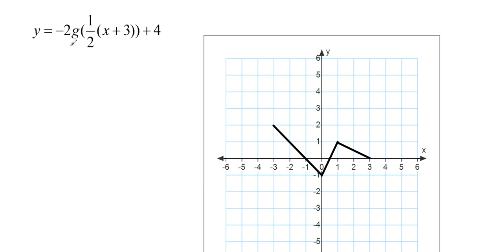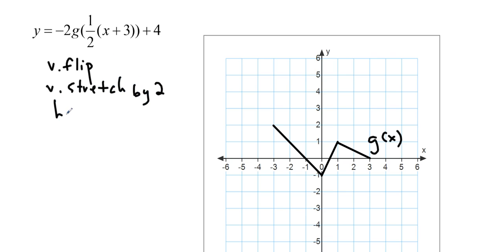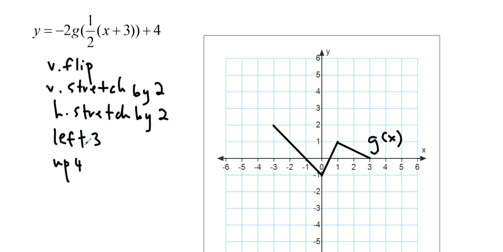We're going to do one more example here. So this is just a random weird function called g of x. Let's label that g of x actually, because then it'll be less confusing. Okay, so I want to take this and I'm going to do the same transformations. So I've got a vertical flip, I've got the vertical stretch by 2, I've got the horizontal stretch by 2, I've got the left 3 and the up 4, and hopefully this graph is going to accommodate my whole graph.